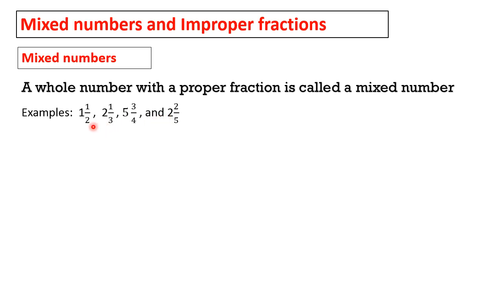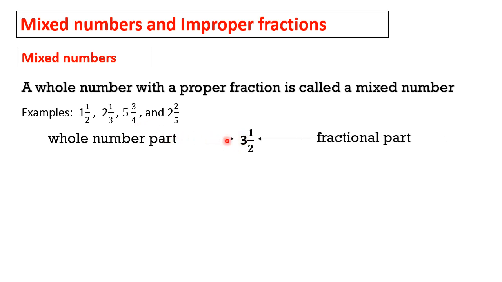Here you can see this number has a whole number part and a fractional part. We want to be more clear about this. Let's take a number 3 1/2. In this 3 1/2, the 3 is the whole number part, and the half is called the proper fractional part. So by mixing a whole number part and a fractional part, a mixed number is formed. So this is what a mixed number is.